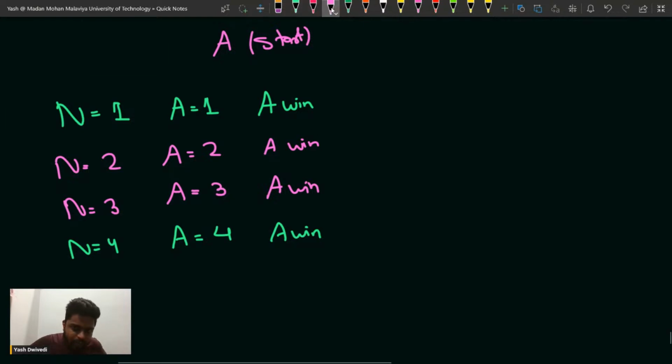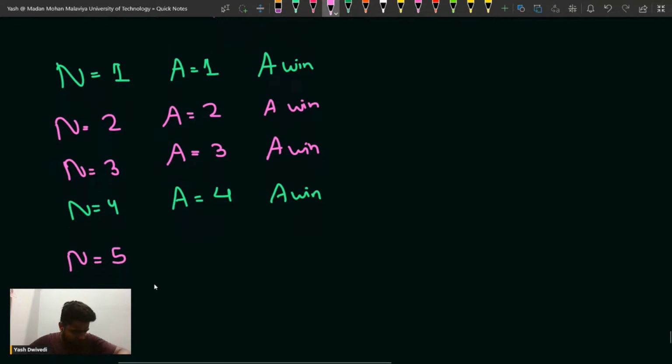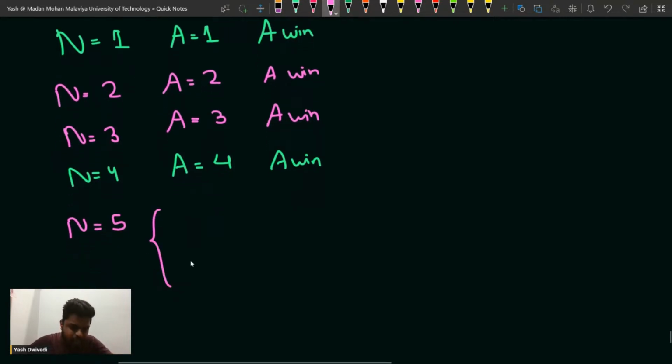Now, for the next test case, suppose we check for n is equal to 5. What are the opportunities for n is equal to 5? You can clearly observe here, guys, that either A can take 1 or A can take 2. I'll explore all possible opportunities. Or A can take 3 matchsticks or A can take 4 matchsticks.